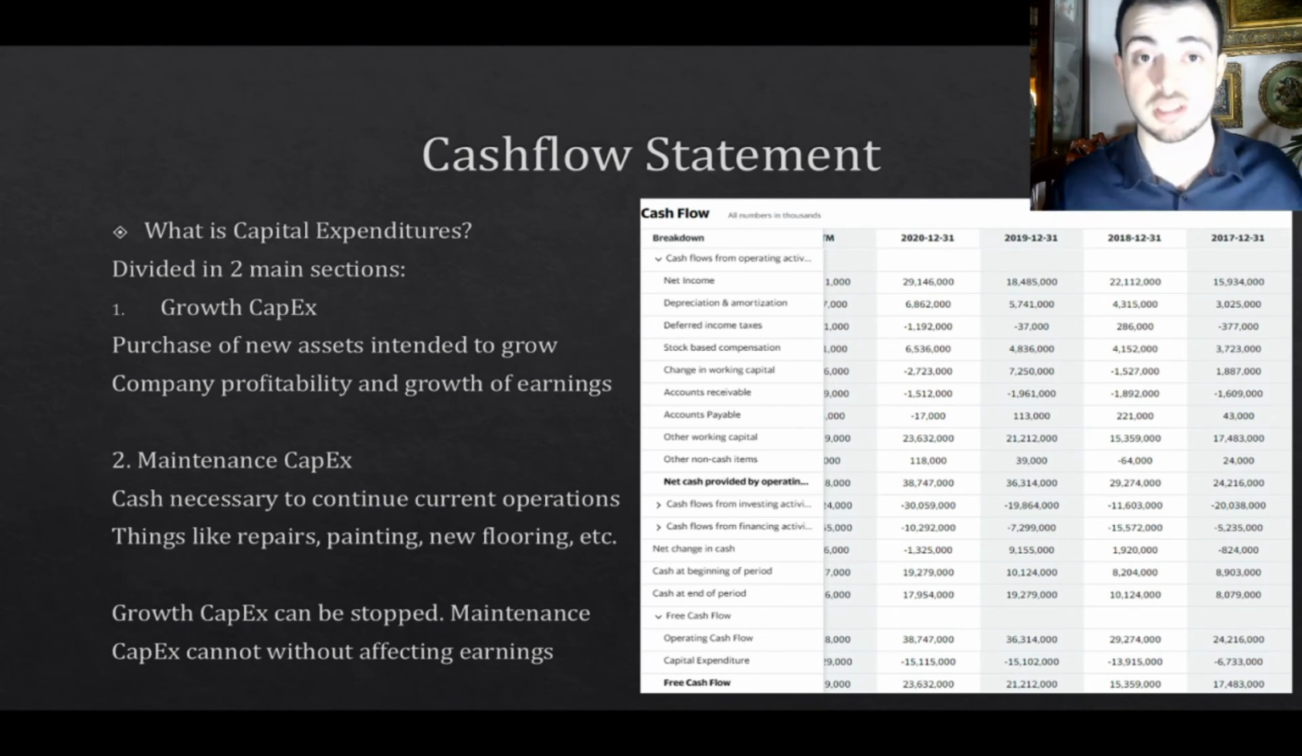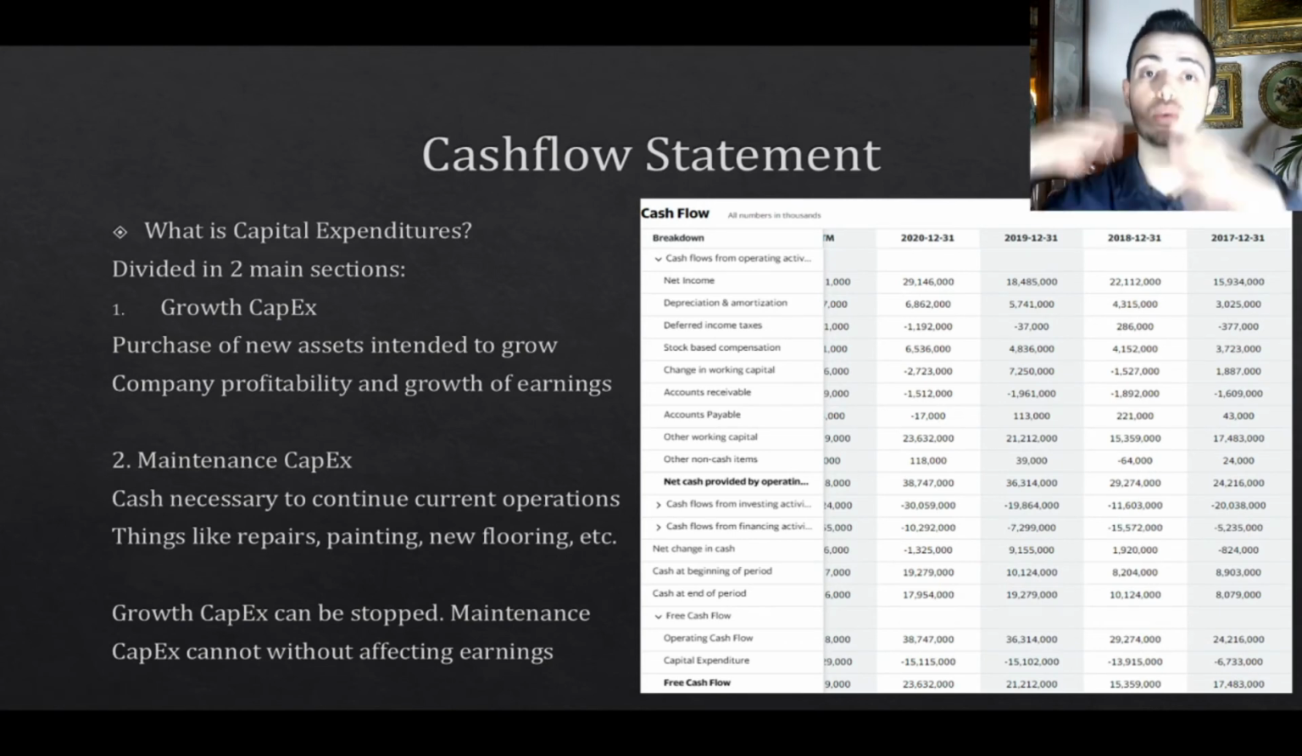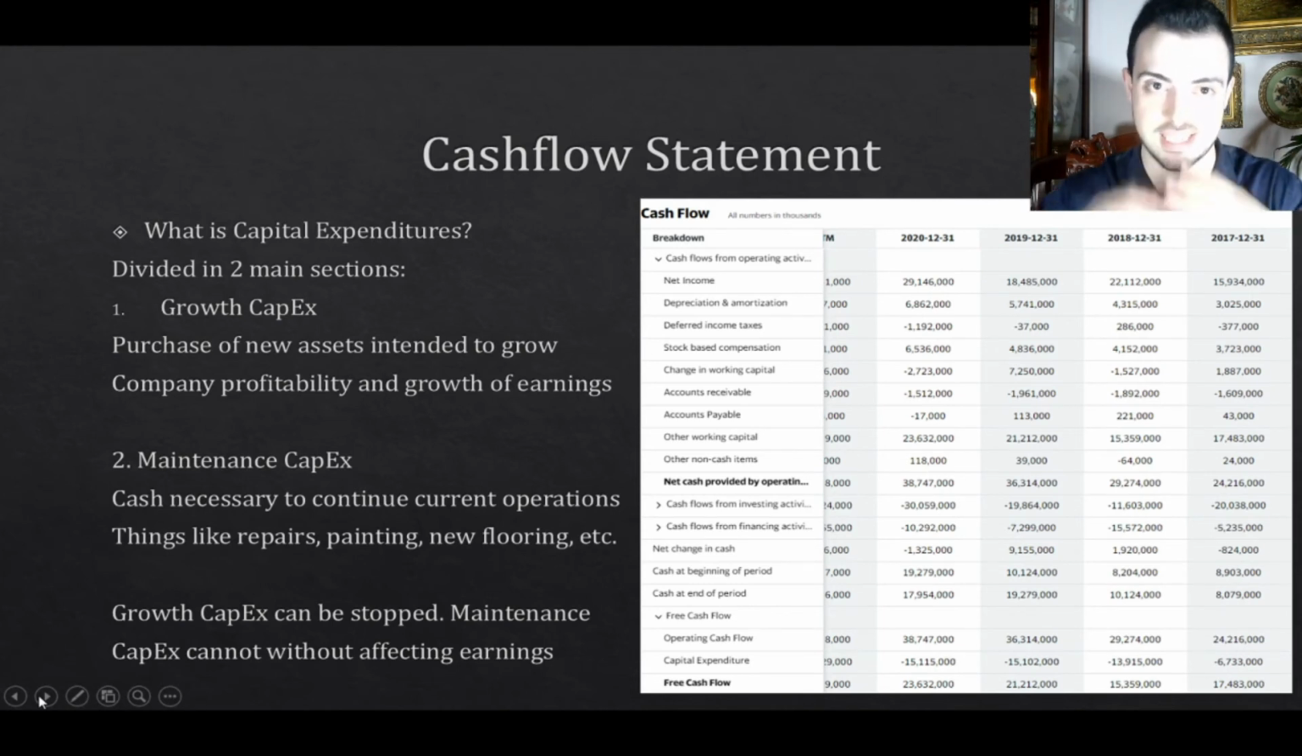After all, they're all the same financial statements of the same company, right? So they're all connected. The next one is the maintenance CapEx. Now, this is the cash that's necessary to keep the business running and to continue current operations. This includes things such as repairs, painting, new flooring. It also includes wages. It includes all these things that the business needs to stay the same.